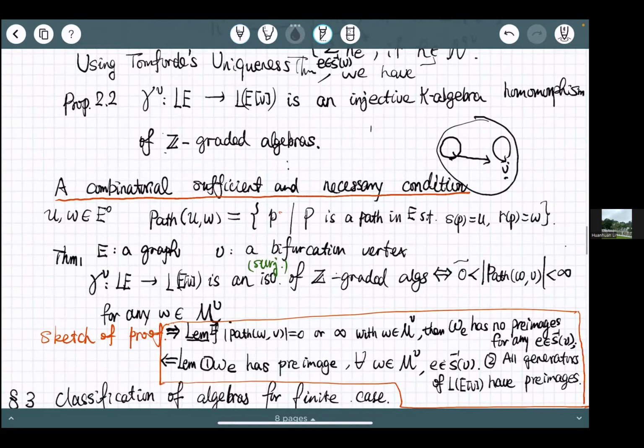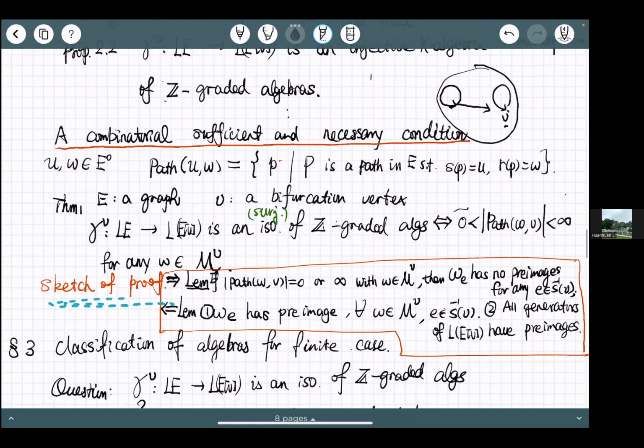In fact, for the proof of this theorem, we just use an element-wise proof. For this direction, the necessity, we suppose we do not have this condition for some W. Then we can claim that WE has no preimage.